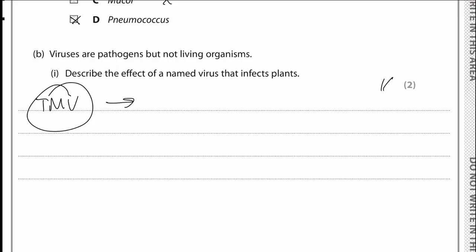So what's it asking us? It wants us to describe the effect that it has on plants. So if you are familiar with TMV, you should know that the effect that it has on plants is that it leads to discolored leaves.